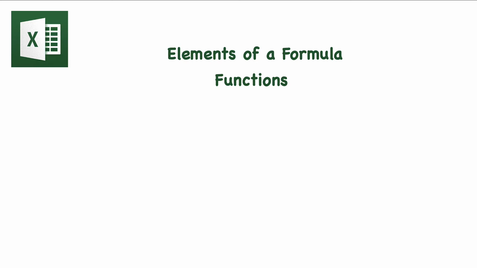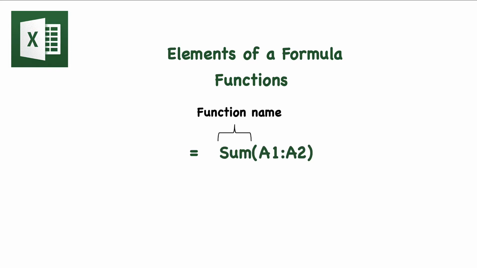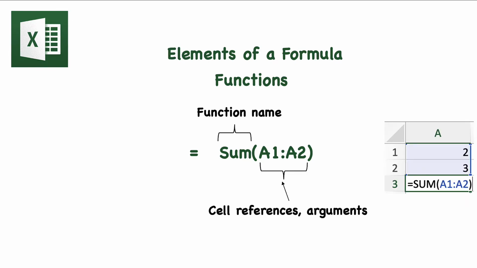Functions. As I mentioned earlier, this is a predefined formula. As such, it has its own structure. After the equal sign goes the name of the function, and then within parentheses go the cell references, or in this case, called arguments. They work as input to the function. For example, this expression is the sum of cells A1 and A2.